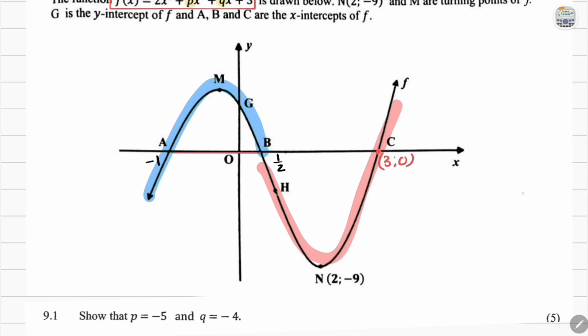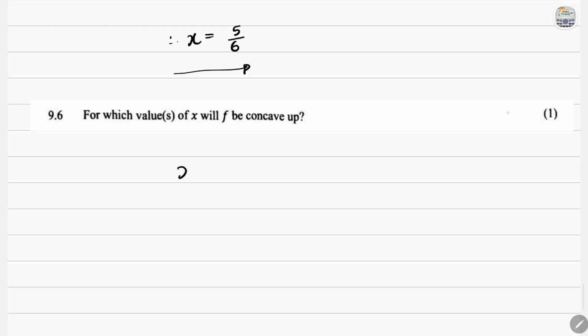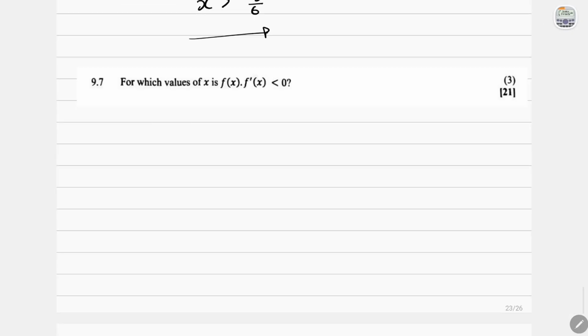If we know that the point where it changes concavity is at 5 over 6, then it means that where it is concave up, where it has a smiley face, would be all these values here. So if you map these up to the x-axis, do you see that there are values that are greater than 5 over 6? Okay, so that is our answer. We'll simply just say x is greater than 5 over 6. Okay, moving on to the next question.